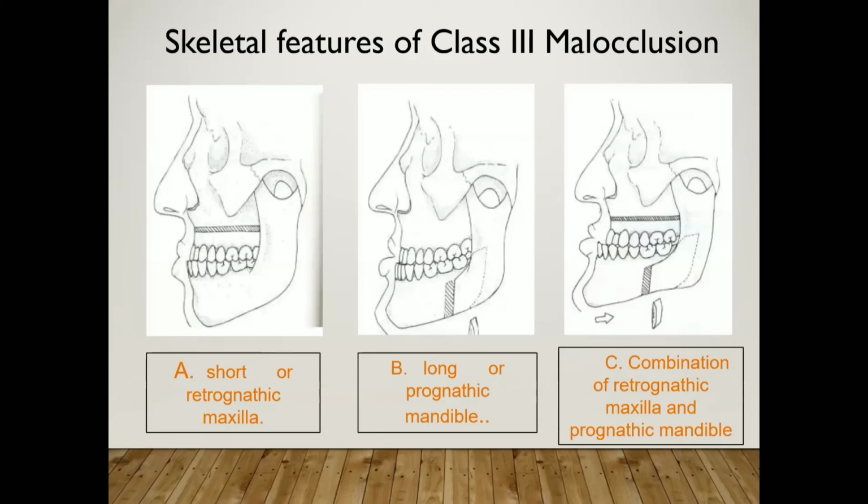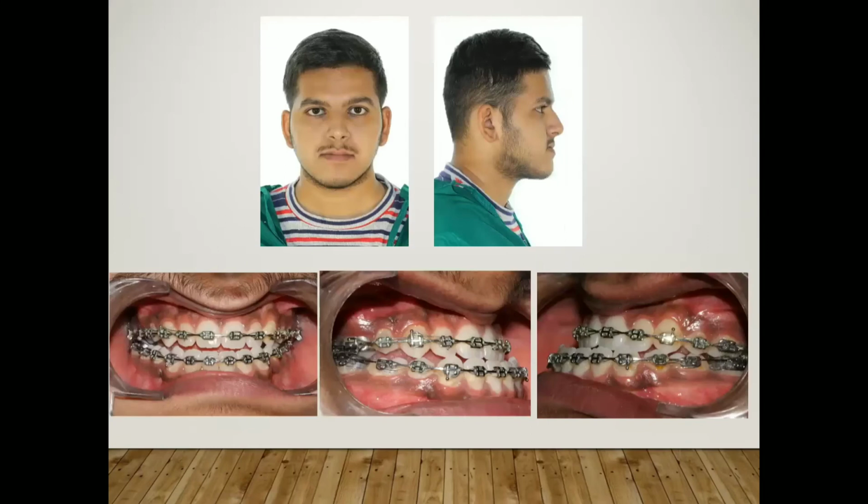So now coming to the skeletal features of class 3 malocclusion. A skeletal class 3 malocclusion could be due to a short or retrognathic maxilla, or a long or prognathic mandible, or a combination of both, that is a short or retrognathic maxilla and a long or prognathic mandible. Now next we'll be seeing the classification of class 3 malocclusion. A class 3 malocclusion can be classified into a true class 3 malocclusion or a pseudo class 3 malocclusion.